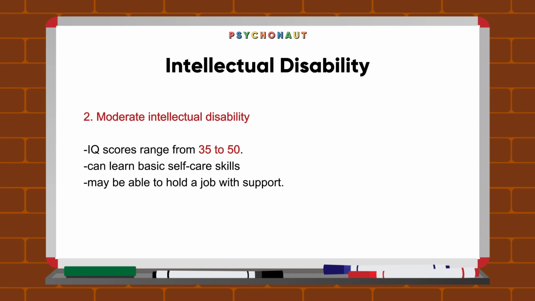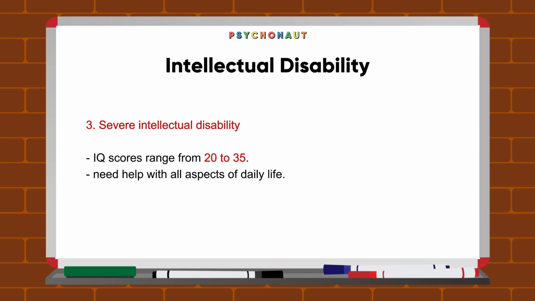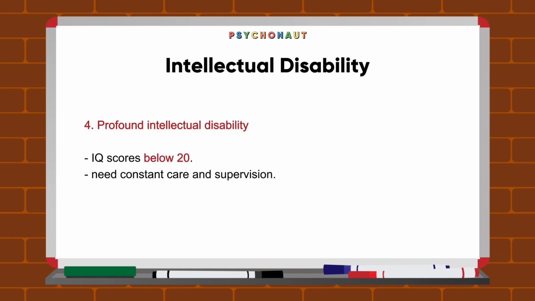2. Moderate intellectual disability. IQ scores range from 35 to 50. People with moderate intellectual disability can learn basic self-care skills and may be able to hold a job with support. 3. Severe intellectual disability. IQ scores range from 20 to 35. People with severe intellectual disability need help with all aspects of daily life. 4. Profound intellectual disability. IQ scores below 20. People with profound intellectual disability need constant care and supervision.